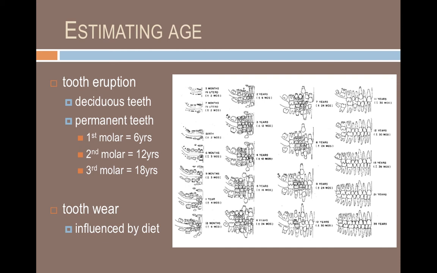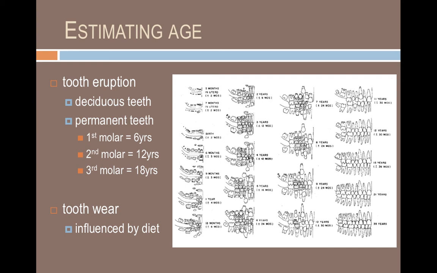If you find someone with first and second molar but no third molar, you would say this person is at least 12 years old but probably not 18 years old. If you find someone with all three, you'd say this person is at least 18 years old. But if we want to go beyond 18 years, if we have someone that we think is in their 30s or 40s or beyond, the way that we can use their teeth to estimate their age is by looking at the amount of wear that has occurred to those teeth.